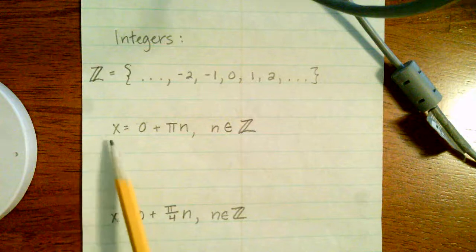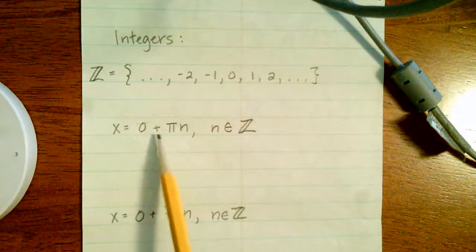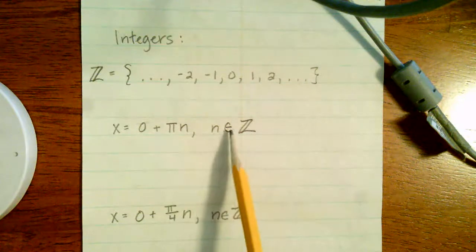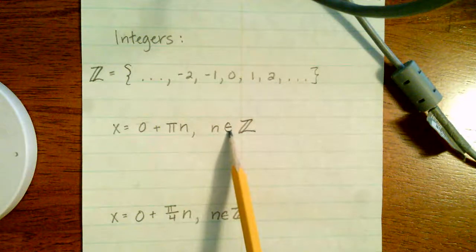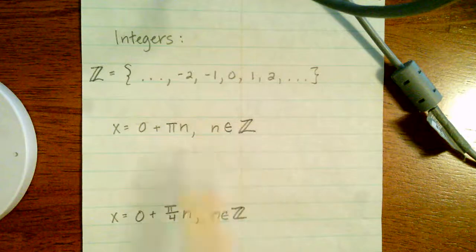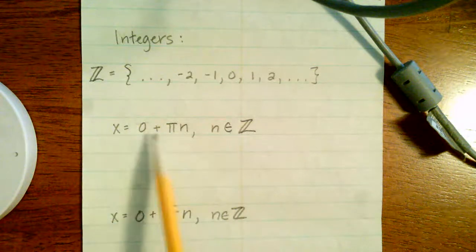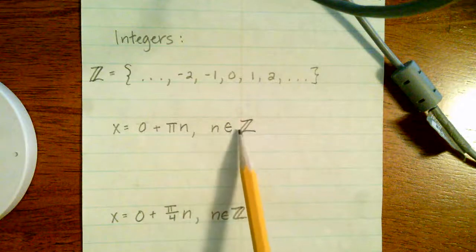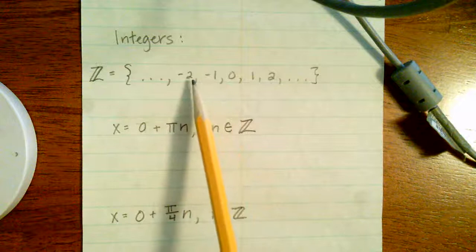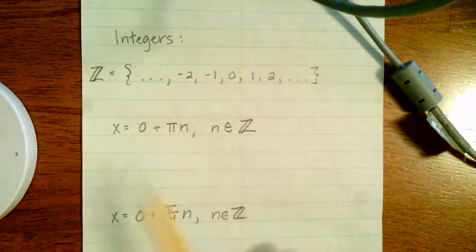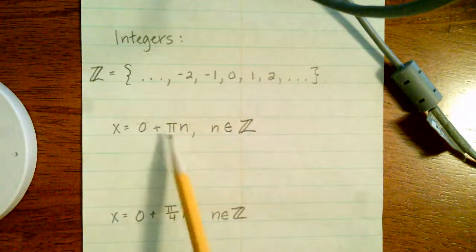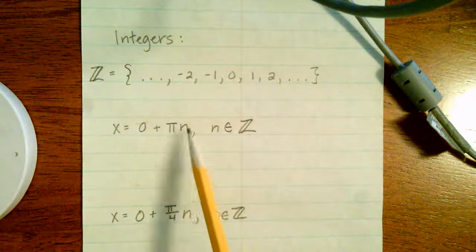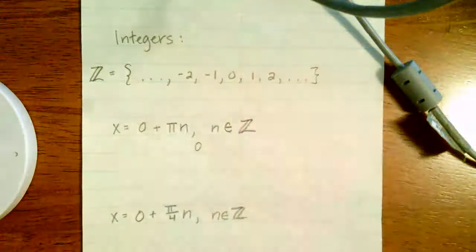We are going to see something like x is equal to 0 plus pi n, comma, which means where n is an element of the integers. So we are looking for all the numbers 0 plus pi n, where n is an integer. All we're going to do is substitute in our integer values. I always start with 0 for my n. So 0 plus pi times 0 would be 0. So 0 is one of my numbers.